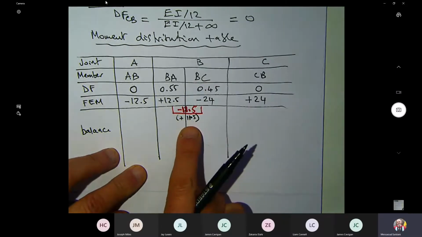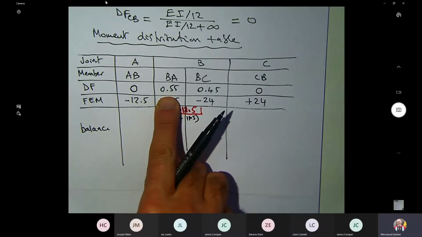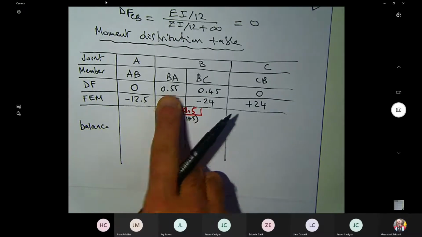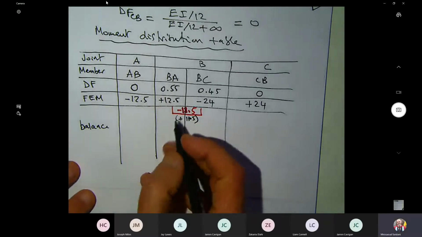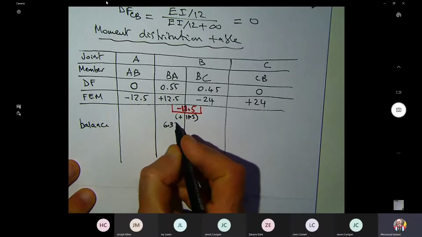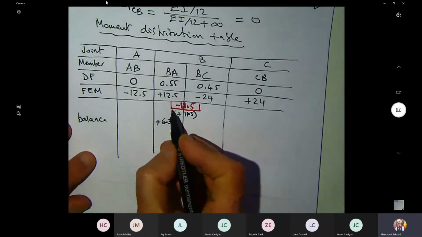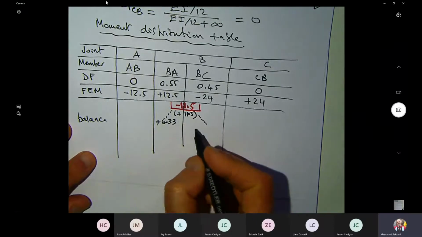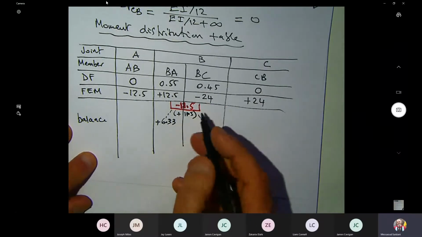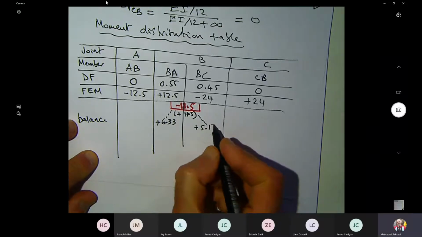In other words, 11.5 times 0.55, can you tell me, give me the answer? 6.33. Yeah, let's say about 6.33, yeah. It's plus, remember? So this is balancing, okay? And then we balance here. So 11.5 times 0.45. Is it 5.17? Okay.